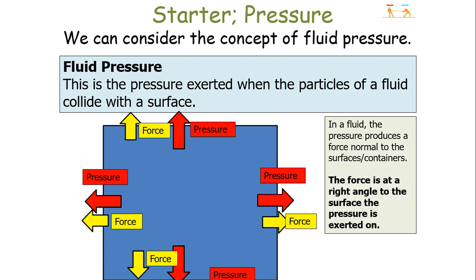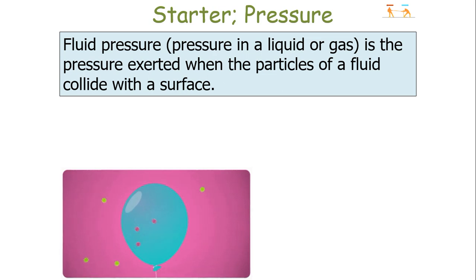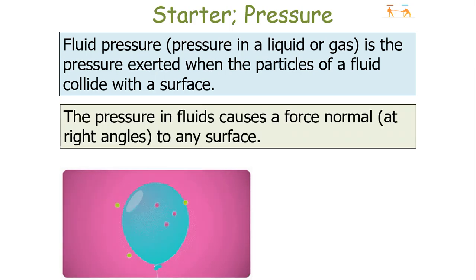What that means is the force is at right angles to the surface the pressure is exerted upon. So it'll look something like this. Fluid pressure is the pressure in a liquid or a gas, and it's exerted when the particles of a fluid collide with the surface. The pressure in fluids causes a force normal, or at right angles, to any surface that it collides with.